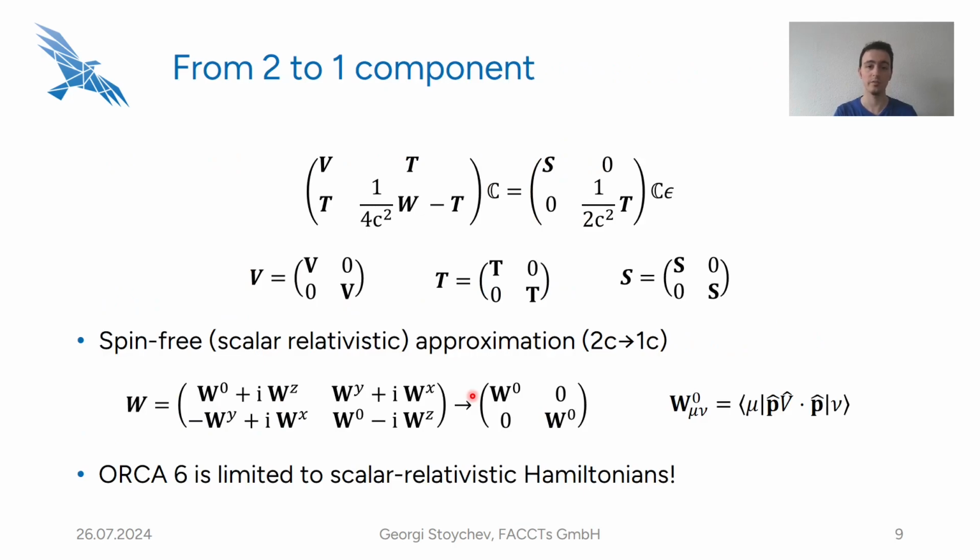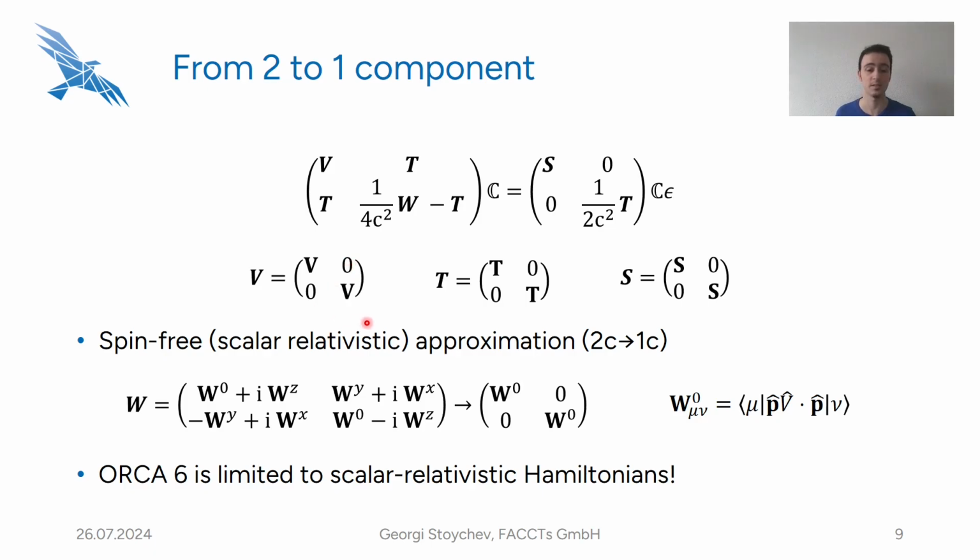Now, as I said, all of these matrices are 2x2. However, only the matrix W has off-diagonal blocks. And these are the terms that depend on the Pauli spin matrix. But if we ignore the spin-dependent terms, we can obtain a block diagonal form for this, and that gives us the spin-free or scalar relativistic approximation. And then we get an effective one-component equation.